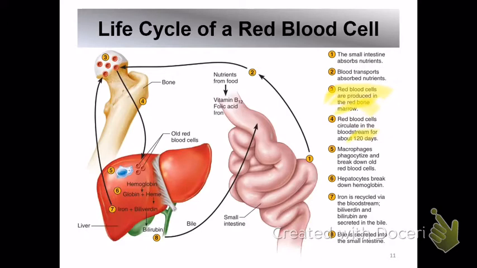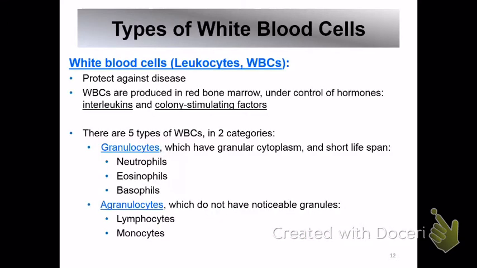Macrophages, those are white blood cells. They eat them. They phagocytize them. And then they start to break down. The iron is recycled, and that's interesting. And then the bile is secreted into the small intestines. So that just kind of goes through the steps of a red blood cell. And that's it for red blood cells.